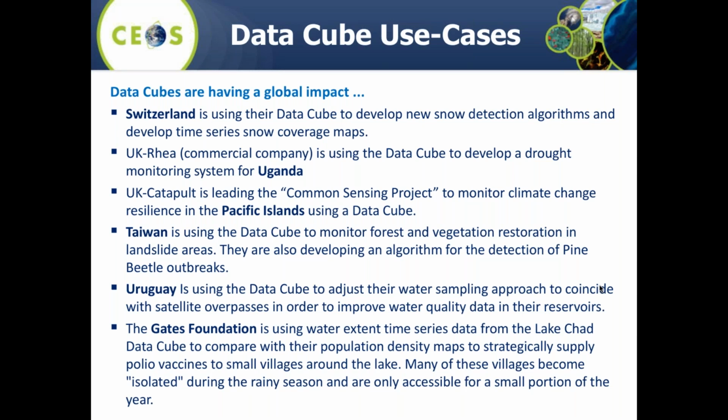Uruguay has been using the data cube to adjust their water sampling in their reservoirs. So if you were able to look at the water quality across a large reservoir, that might impact how you sample the data in time, both exactly when you make the sample and where you make the sample. If you have some satellite data to help you, it will drastically improve your sampling mechanism. And then Gates Foundation, we developed something over Lake Chad to help them out for monitoring some of the small villages around the lake. So let me stop there.